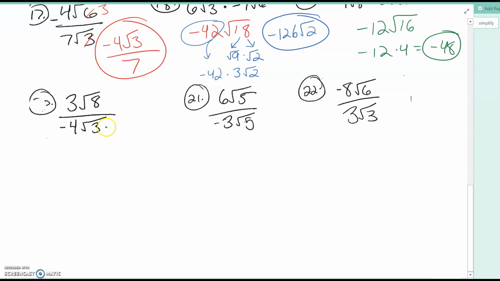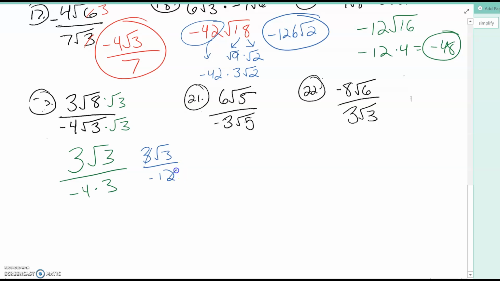In 20, multiply by the square root of 3, you would get 3 square root of 3 over negative 4 times 3. Three square root of 3 over negative 12. Cross that off, you get 1 of 4. So it would be negative square root of 3 over 4. So it does not matter if you have the negative in the top or in the bottom. Either one would be correct. Just make sure they're not in both of them.